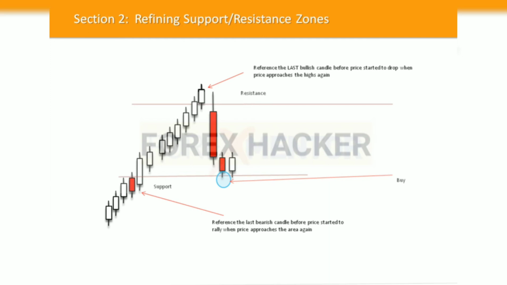Remember, when we're playing these levels, we're looking for little bounces. Now, these levels are hourly or 4 hour levels, and a bounce like that can be worth a quick 10 or 20 pips. Once again, once price starts to release, we want to reference the last bearish candle before price started to rally when price approaches the level again.